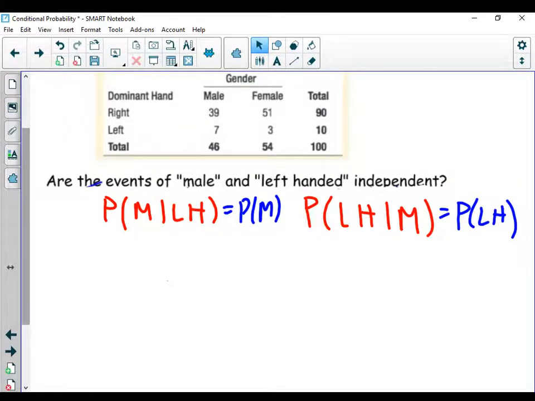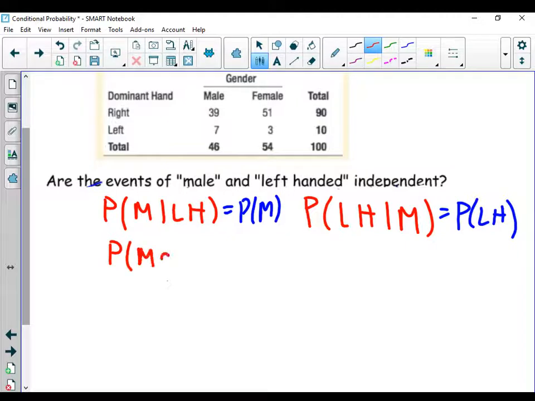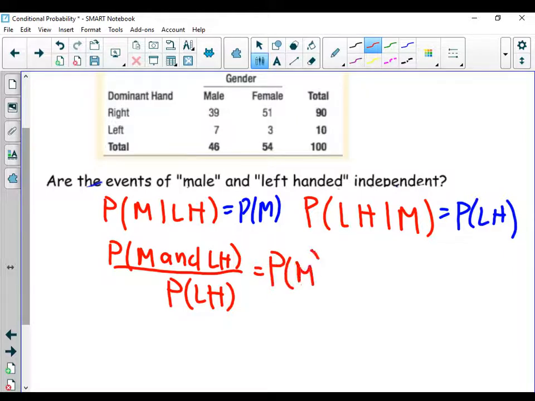So let's look at the first one. I want to do the probability that is male and left-handed over the probability that they are left-handed. And if it equals the probability that they're male, then it's independent events, okay? So the probability that it is a male and left-handed is what number? 7.